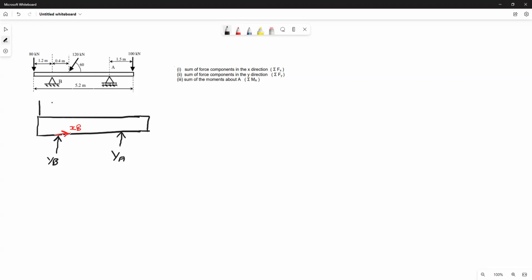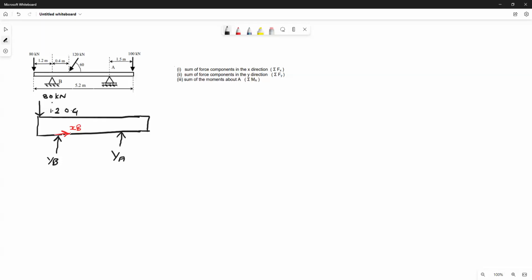So we've got a force acting on the end of 80 kilonewtons. And then we've got a length of 1.2. And then we've got another length of 0.4. And then we've got a force which we would need to resolve. I've gone through resolving forces in my previous video, so if you're still unsure, please take a look through my previous video.